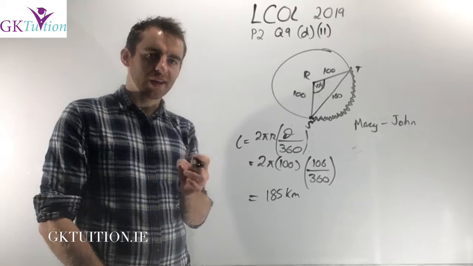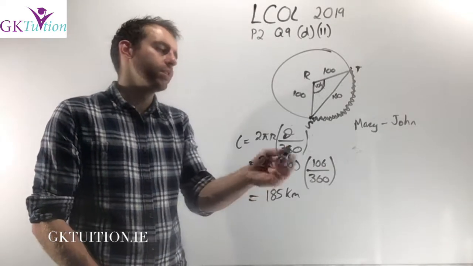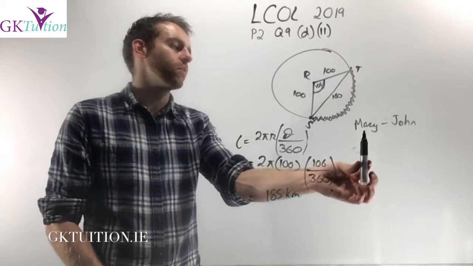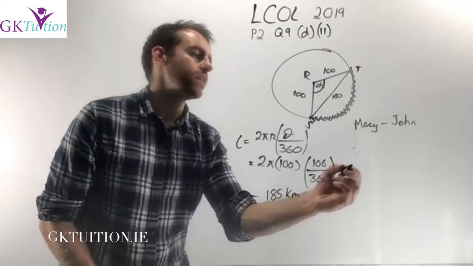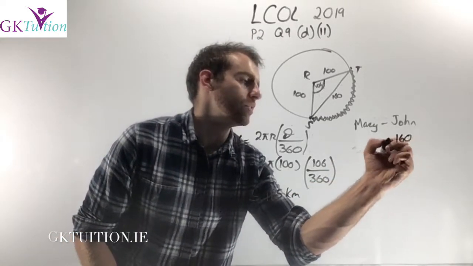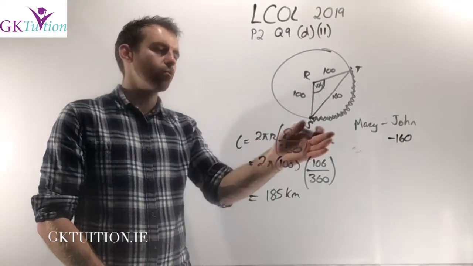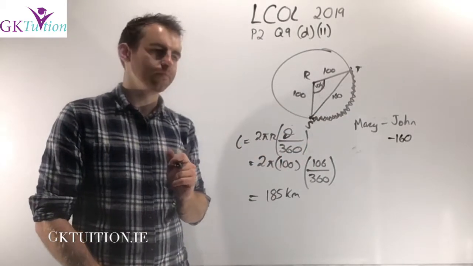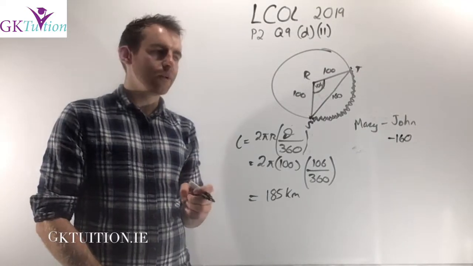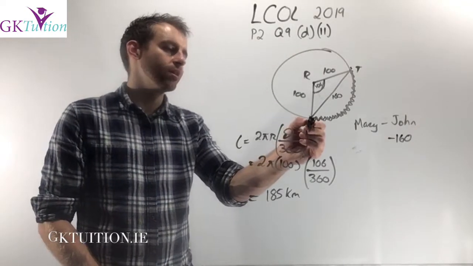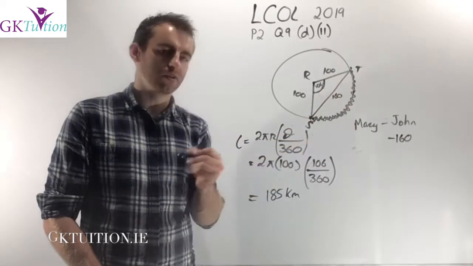And I'm asked to calculate the difference between the distances travelled. So obviously the point of this is I need to find the distance Mary travelled and the distance John travelled and subtract them from each other. I already know that John travelled 160 kilometres, so that's not going to be an issue. The more difficult thing is working out how far did Mary travel. If you go to your maths tables on page 9, there's a formula that allows you to calculate the circumference or the perimeter of just a small section of a circle.